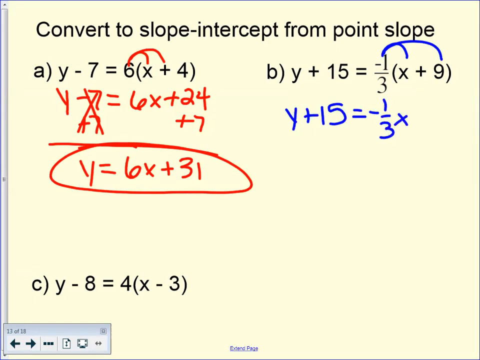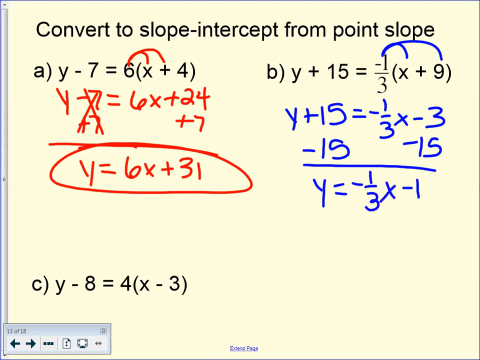Negative 1/3 x. Negative 1/3 times 9 is negative 9 over 3, which is just negative 3. Okay, see? Nothing to be afraid of just because it's a fraction. Let's subtract 15 from both sides so we can get y alone. y = -1/3 x - 18.